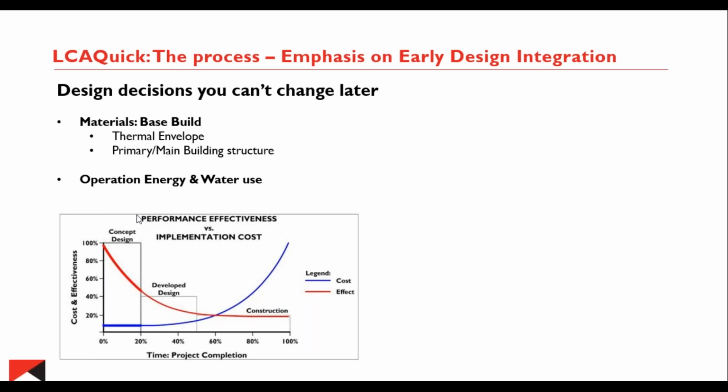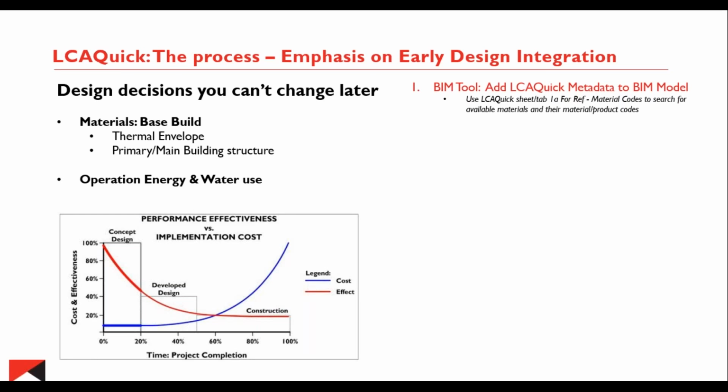In LCA Quick, there is an emphasis on early design and integrating life cycle environmental assessment into the design decisions that you need to make early and those that are cost prohibitive to change later. This is specifically focused on the materials in the building's thermal envelope and the primary or main building structure, as well as operational energy and water use.